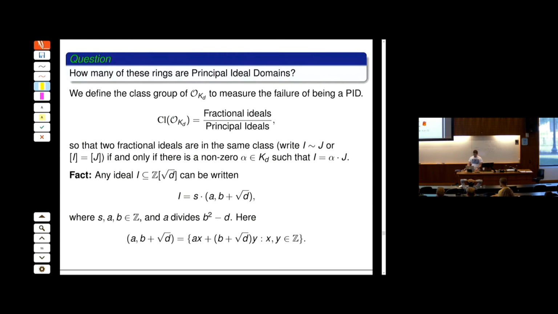So that part is this much, and then the ideal would just be all of them, just multiply everything again by a number s, and you would get any possible ideal. And notice that in this shape, b and d and a are related in that it has to be put in a way such that b squared minus d is divisible by a. Okay, so you can write any ideal in that form.